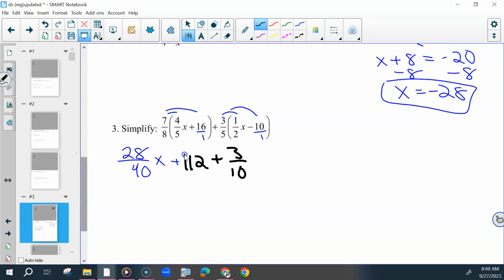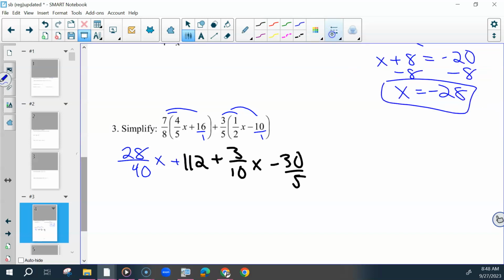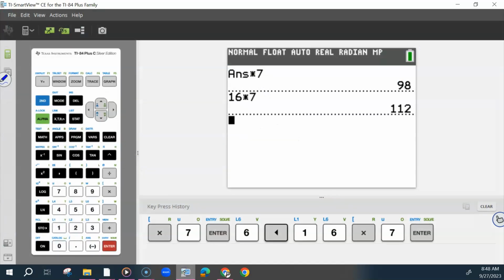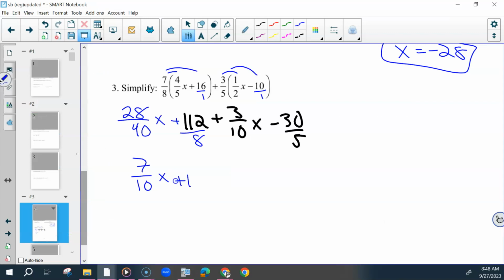Plus 3 times x minus 30 over 5. Let's do that. And then we can start to simplify. So this one would give us 7/10. This one would give us 14. 3/10 is already simplified. And this would give us -6.